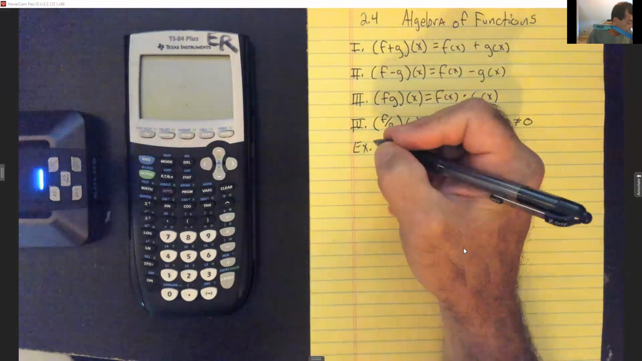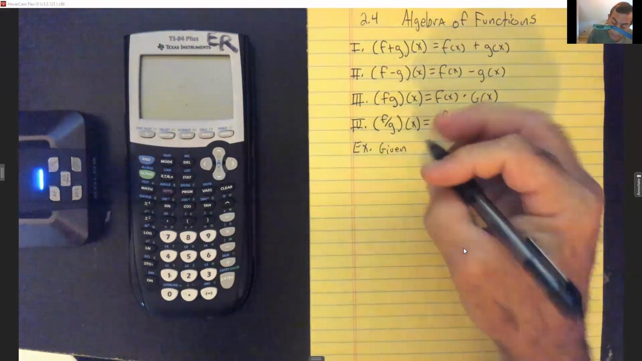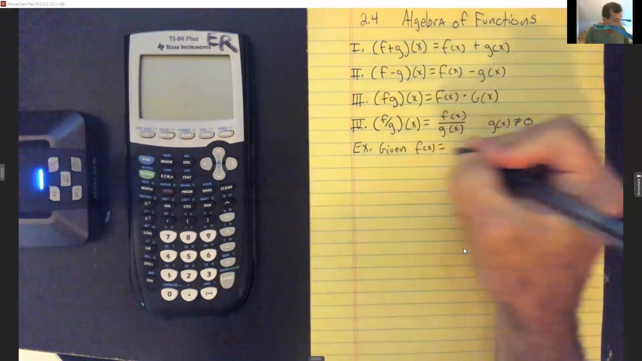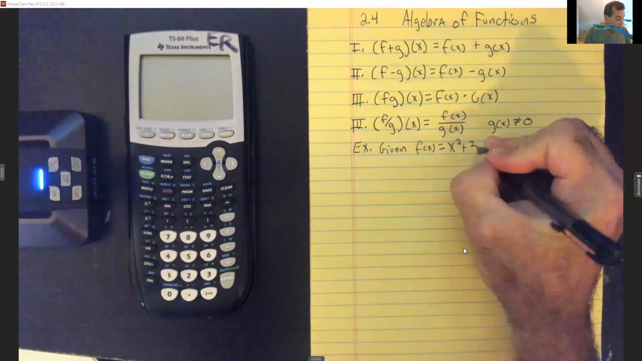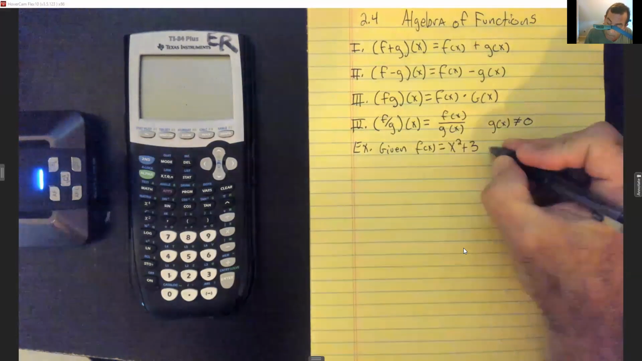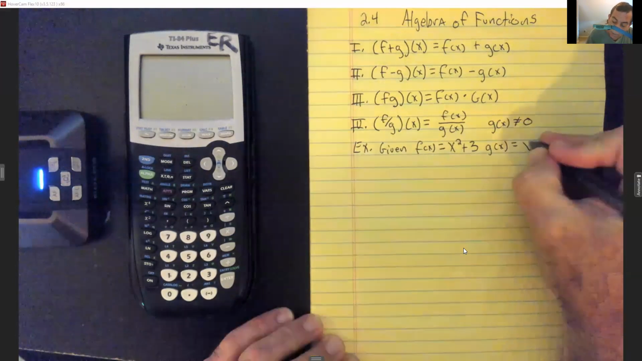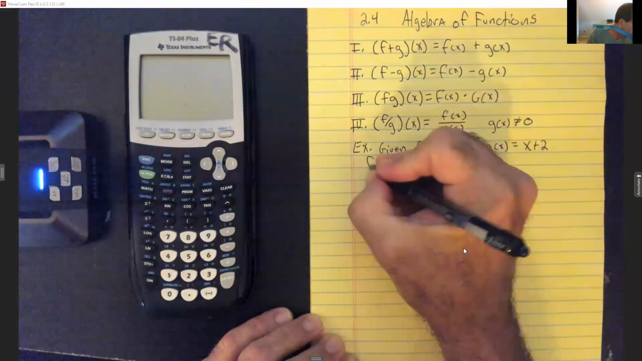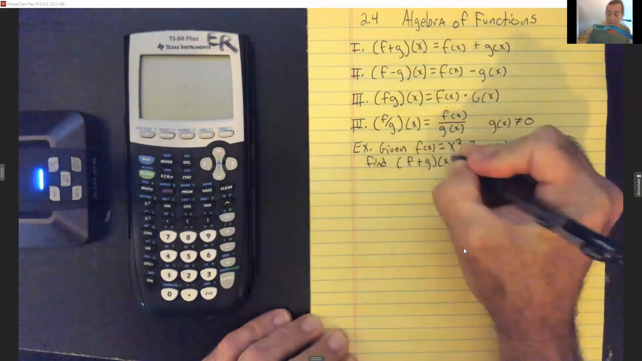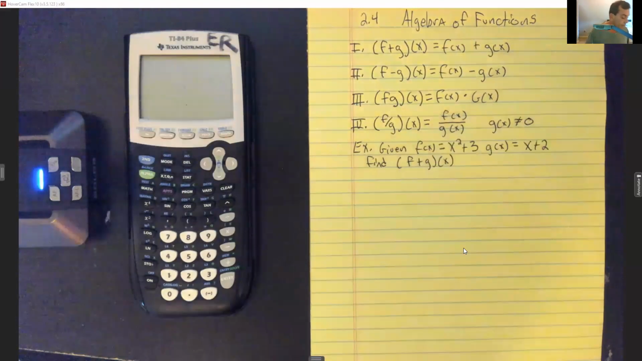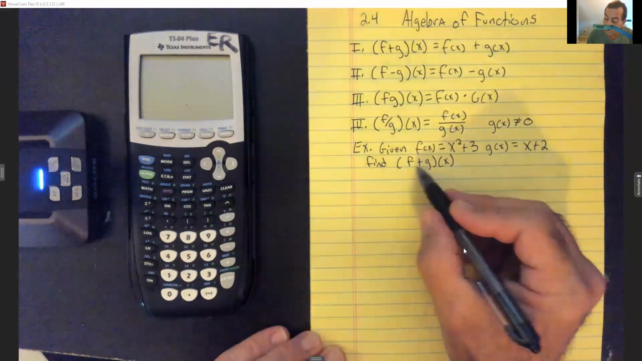So for my first example, I'm given f of x equals x squared plus 3. g of x is going to equal x plus 2. They want us to find f plus g of x. Okay? So notice they're not giving me a number at the moment. They just want me to find f plus g of x.